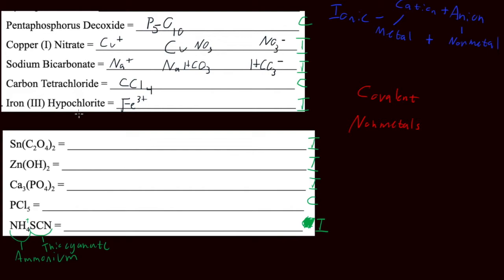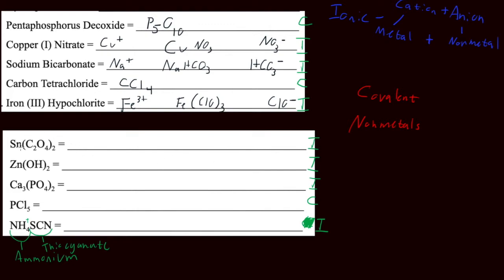and hypochlorite. I'm going to need to find that. Hypochlorite is going to be ClO-. So these charges need to balance. So that means I'm going to need 3 ClOs to balance my Fe3+. So I've got Fe, then I'm going to put this in parentheses, (ClO)3. So there's my iron 3 hypochlorite.